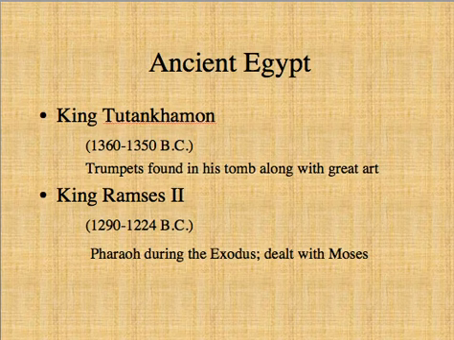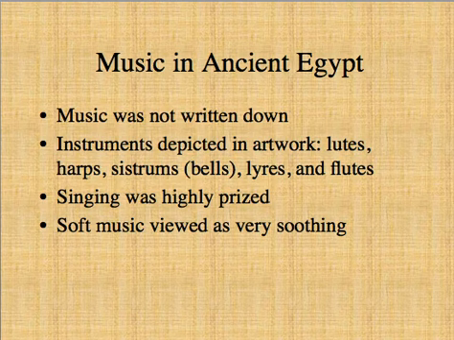But in ancient Egypt, just to give you some perspective, we have King Tut and King Ramses, who was pharaoh during the book of Exodus, just to give you some historical perspective. And in ancient Egypt, once again, there were hieroglyphics and lots of artwork, and there was discussion of music being soothing and some of the instruments that they may have used, harps and lutes and lyres and flutes, but we don't have any music that was written down.